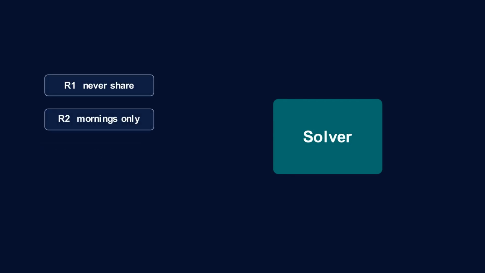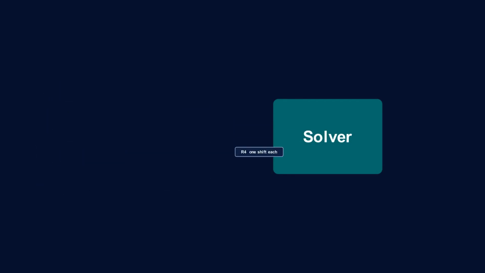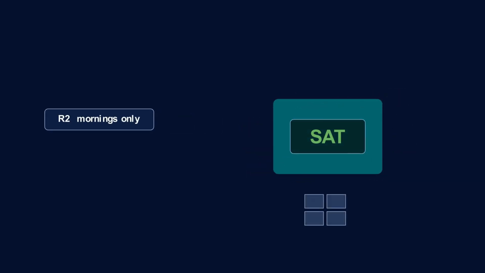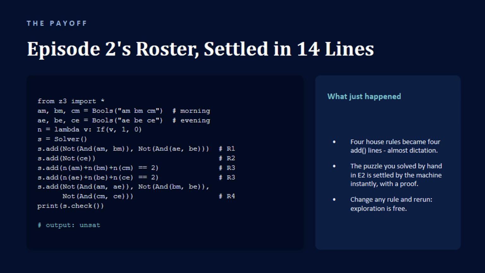Watch the whole pipeline run. 6 bools, 1 per person per shift. One small helper that counts how many switches are on, so that exactly 2 per shift becomes a sum equaling 2. Then the 4 house rules, and look how directly they translate.